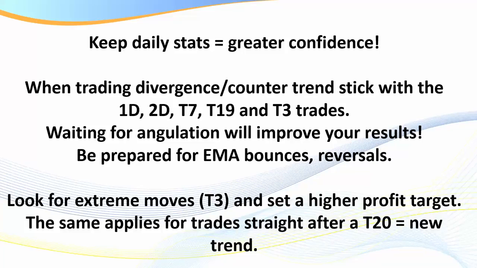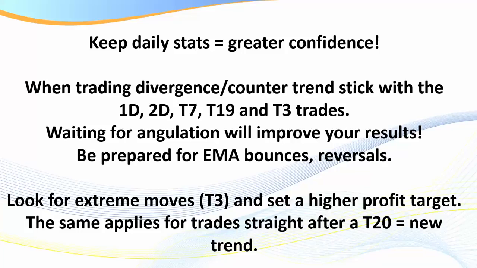Okay, so remember, if you're entering, say, a T19 trade, a divergence trade, and you're 3 or 4 ticks above the 34, there's quite a good probability that you're going to bounce there. You'll get a market reversal, a trend continuation. So just be aware you may need to reverse your trade. Something for you to look at and keep your stats on.